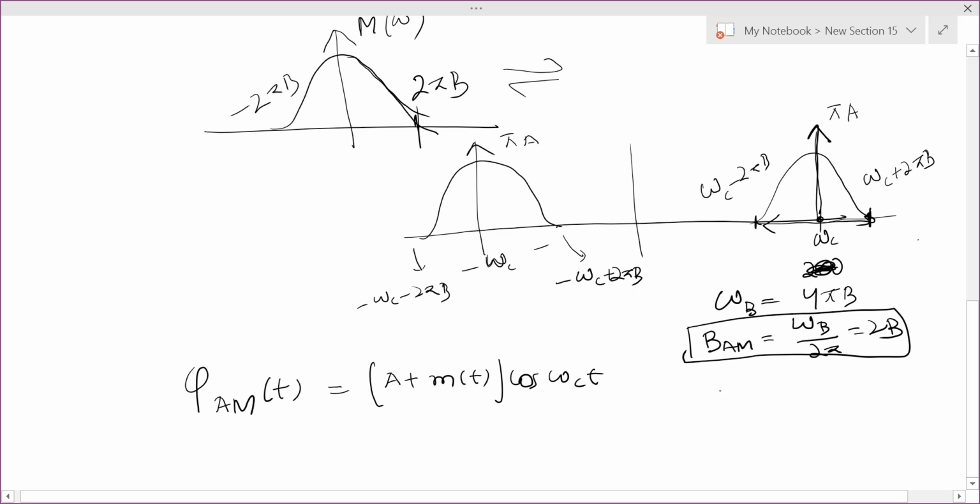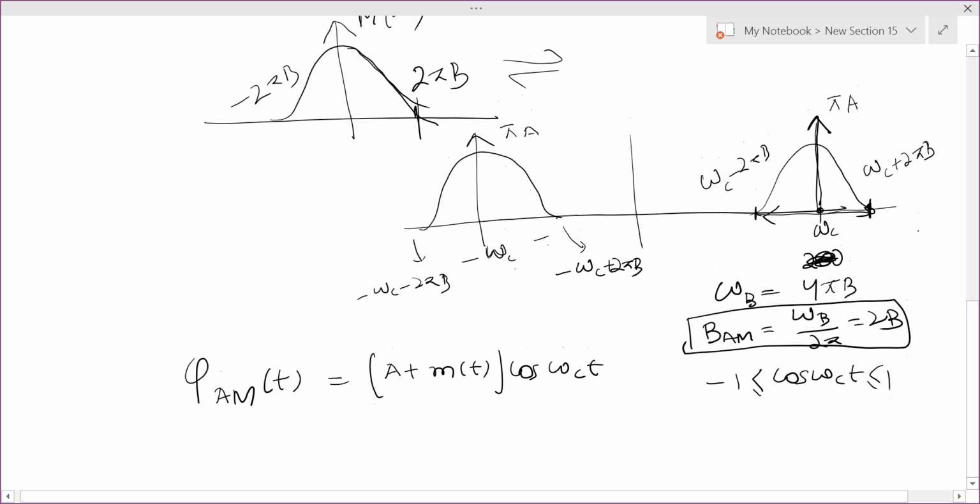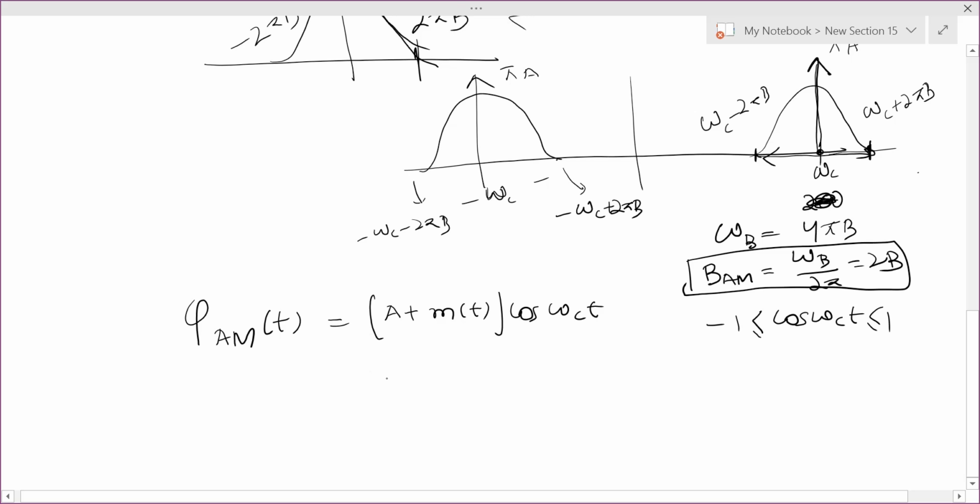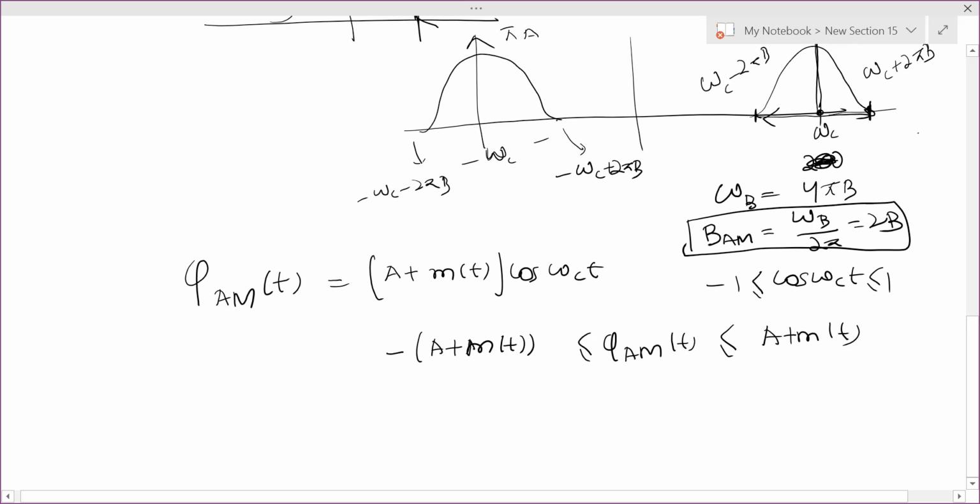We know that cos takes values between -1 and 1. So this phi AM of t can take minimum value of minus (A plus m of t) up to A plus m of t. Okay, simple property of cosine signals.